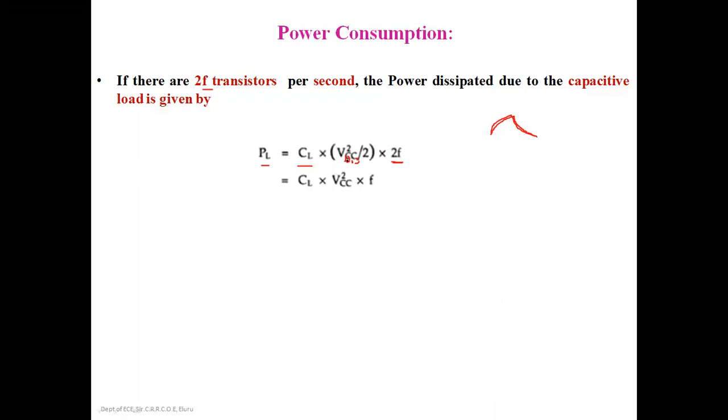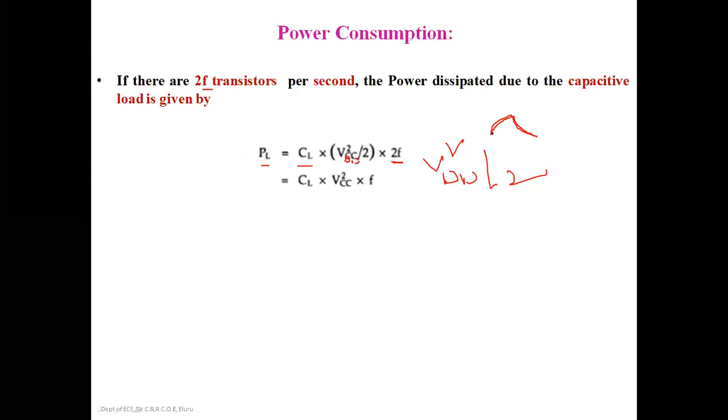So that's why we have taken VDD square by 2. The square is because the power dissipation across the resistive load is proportional to the square of the voltage. And the division by 2 is the average voltage, because we are seeing this as a capacitor.